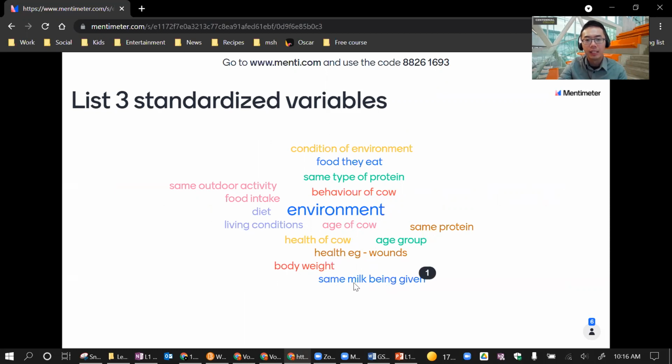Same milk being given. We are trying to measure the milk though. We're not giving them the milk, right? We're trying to measure the milk yield as a result of a change in diet. The number of times you feed them, for example, very good.